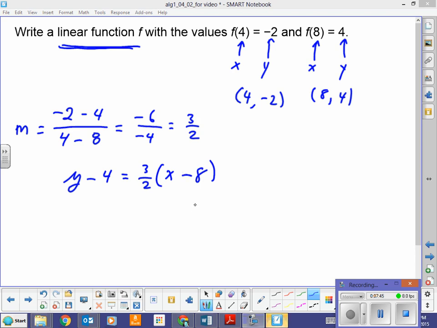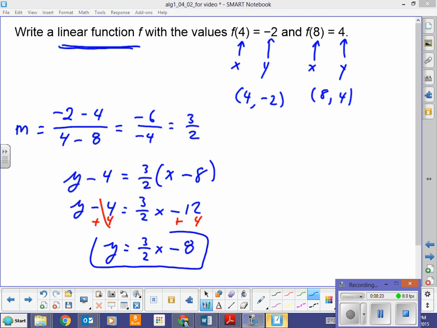Okay, now I'm going to distribute on my right side. 3/2 x, and this will be a negative 3/2 times 8. 8 divided by 2 is 4. 4 times 3 is 12. Okay. And now if I add 4 to both sides, y equals 3/2 x minus 8. And that's my linear function.